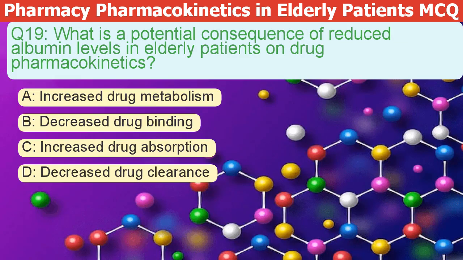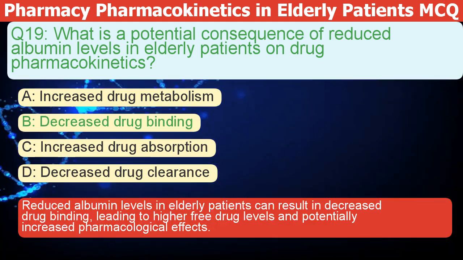What is a potential consequence of low albumin levels in older patients' drug absorption and distribution? A. Increased drug metabolism. B. Decreased drug binding. C. Increased drug absorption. D. Decreased drug clearance. The correct answer is B. Reduced albumin levels in elderly patients can result in decreased drug binding, leading to higher free drug levels and potentially increased pharmacological effects.